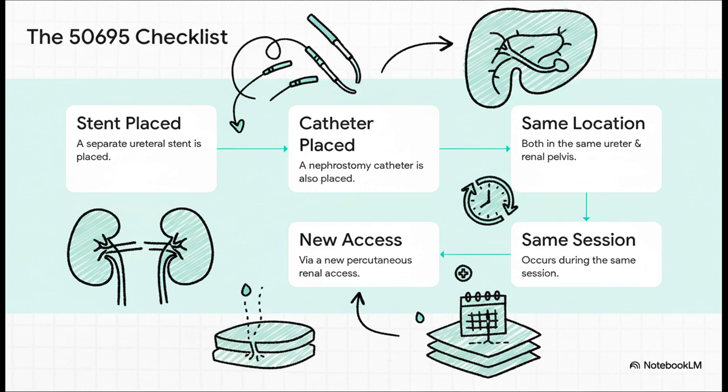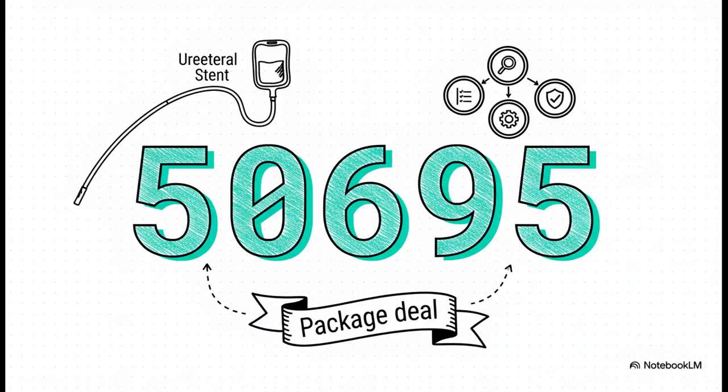To use this special code, you have to be able to check off every single one of these boxes in the doctor's report. It's got to be both devices in the same spot at the same time through a brand new access point. There are no exceptions. And if you can tick every single one of those boxes, bam, you report this one single code, 50695. It's actually brilliant. It covers the placement of both the ureteral stent and the nephrostomy catheter, plus all 6 of those bundled services we talked about. It really is the ultimate package deal.